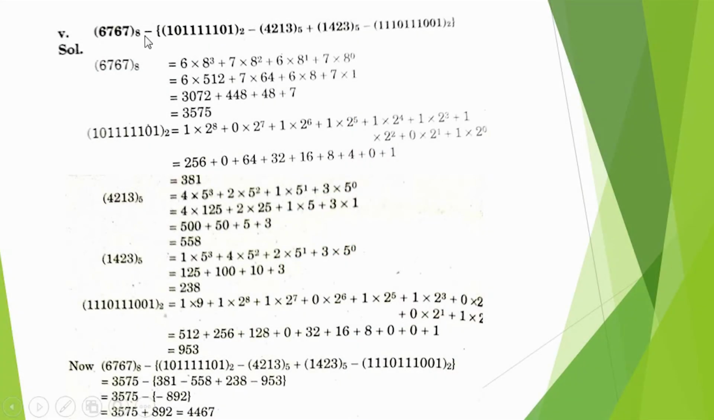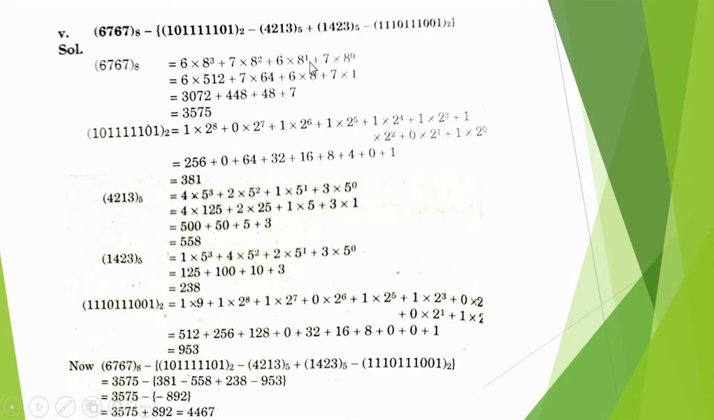Now question number 5: 6767 base 8 minus 101111101 base 2, plus 42135 base 5, minus 14255 base 5 minus 110111111 base 2. Now first of all we convert these values into decimal numbers.